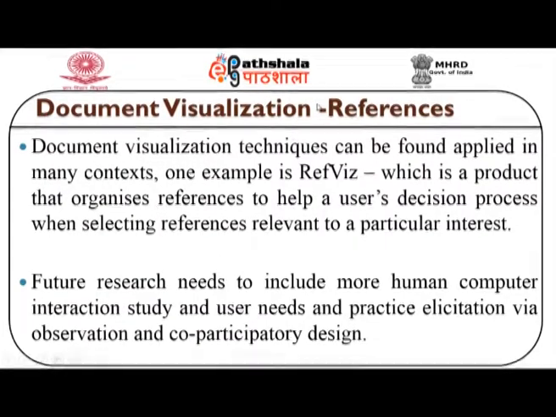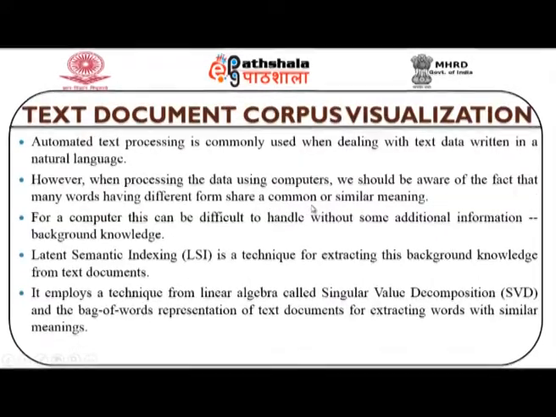Document visualization also tries to visualize the references that are given at the end of any kind of document. So they can be found and applied in many contexts. One such example is RefVis, a product that tries to organize the references to help a user's decision process when selecting the references relevant to a particular interest. Future research also needs to include more HCI study and user needs and practice elicitation via observation and co-participatory design.